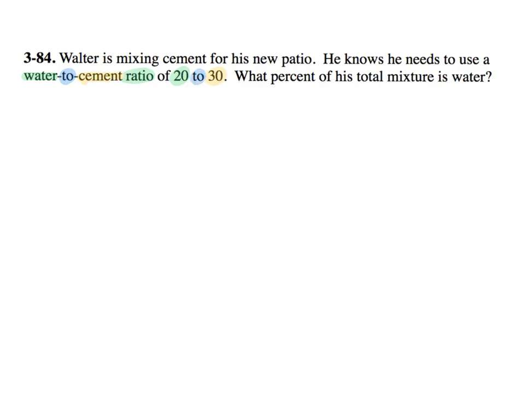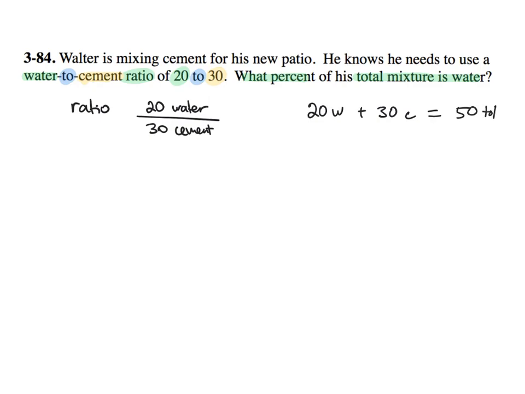So right now what's given is that I have parts of water, so ratio, and then we have 20 water and then 30 cement. Now our job is to find what percent. It says what percent of his total mixture is water. So total mixture, if you're mixing something, we have 20 parts of water plus 30 parts of cement, the total mixture is 50 in terms of total.